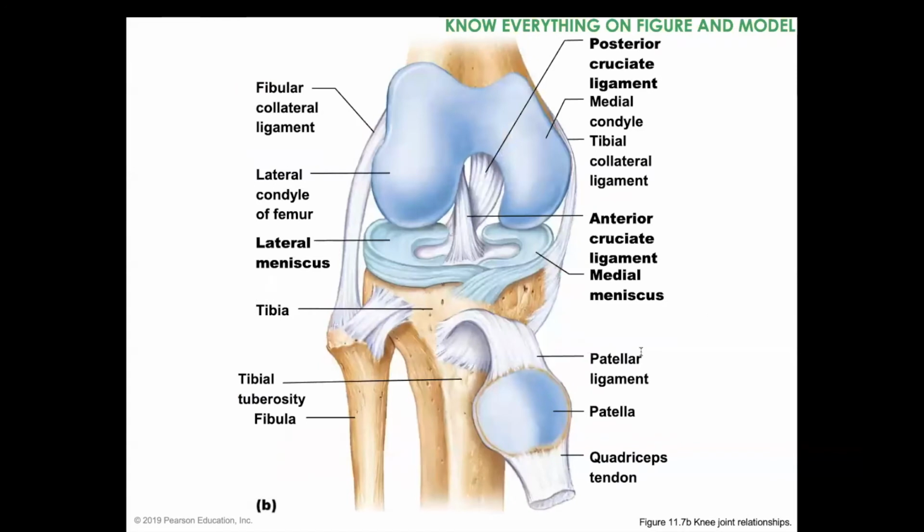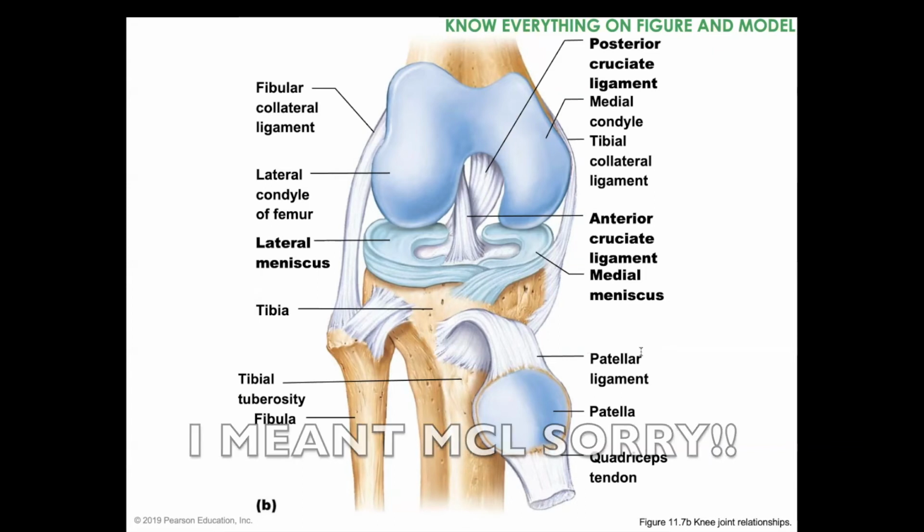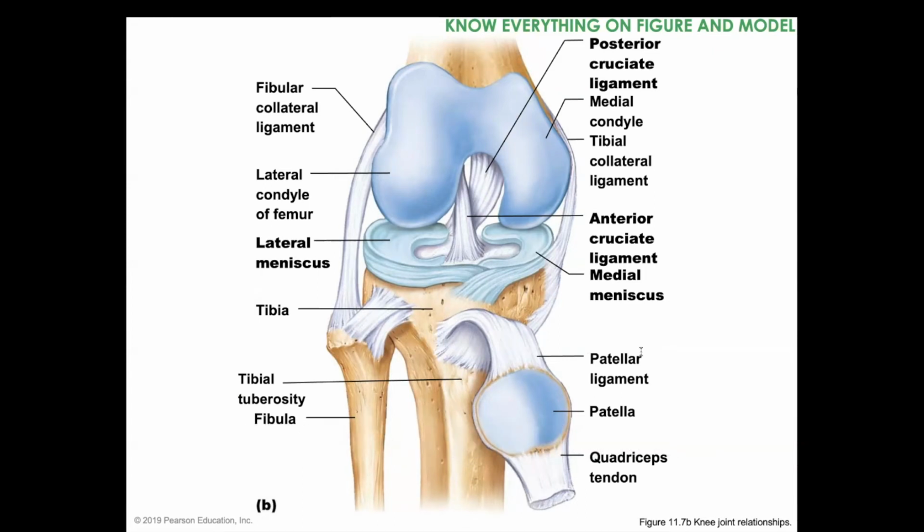So here is an anterior view of the knee. Again, we can see the ACL and PCL in the middle of the joint, and our menisci sitting in between the femur and tibia. In this view, we can also see the last two ligaments of the knee. That's the fibular collateral ligament, also known as the lateral collateral ligament, or your LCL, and the tibial collateral ligament, also called the medial collateral ligament, or the MCL. The tibial collateral ligament attaches the medial condyle of the femur to the tibia on the medial side of the knee.